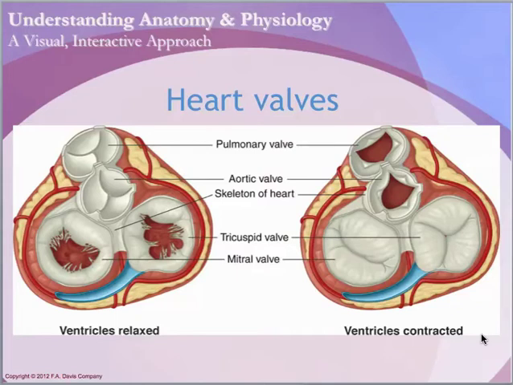Okay, so we always have 2 AV valves. Okay, mitral valve is bicuspid. Then we have the tricuspid valve over here. Then we have the aortic valve and the pulmonic valve. So this is going to push blood to the pulmonary artery, and this is going to push blood to the aorta. Aorta is going to take blood to the body. Pulmonary artery is going to take blood to the lungs.